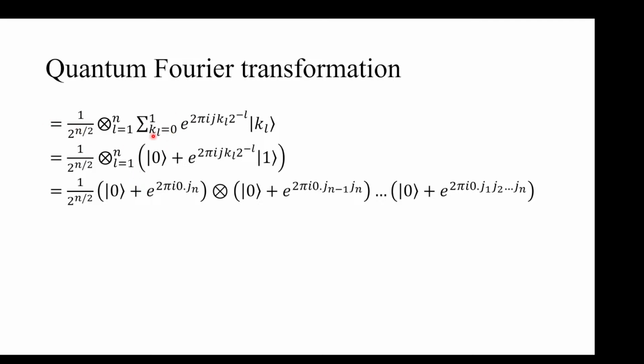So we can group the summation inside each kl, just have each kl summing inside. So this is basically the distributive law of multiplication over the tensor product.